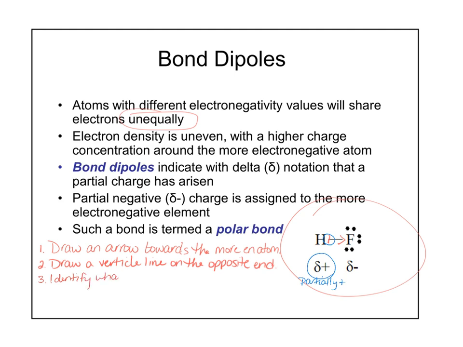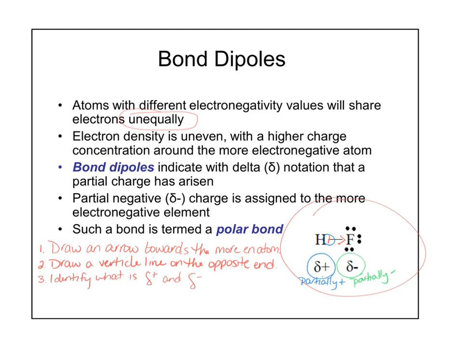So number 3 in our notes here, let's put identify what is partially positive, so delta plus, and partially negative. On the right side, towards the fluorine, let me do this in green. If the positive end is towards the hydrogen, then the negative end must be towards the fluorine. So notice we have the partial negative, or delta negative, on the fluorine end. What does this represent? Let's put in here partially negative.